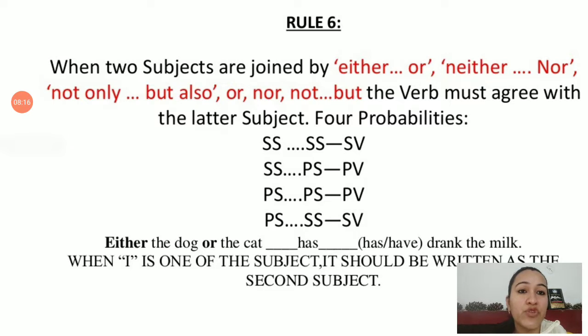So there would always be two subjects in these kinds of sentences. Either he or her. Neither me nor him. So there will always be two subjects. The verb will agree with the latter subject. Say the latter subject is plural, then you will use a plural verb. If the latter subject is singular, you will use the singular verb. You will forget about the first one. First subject is to be forgotten. You will use what works best with the latter subject. The dog or the cat has drank the milk.